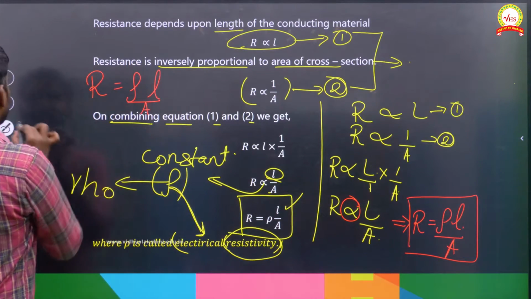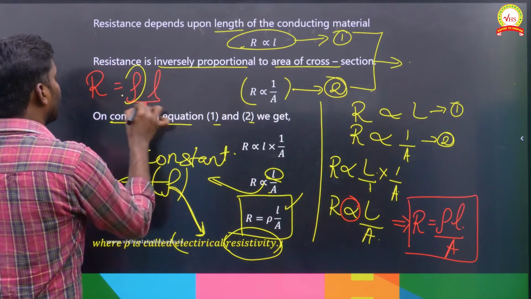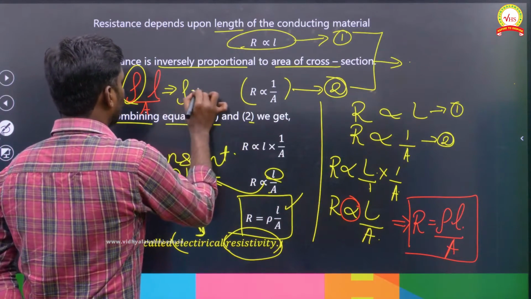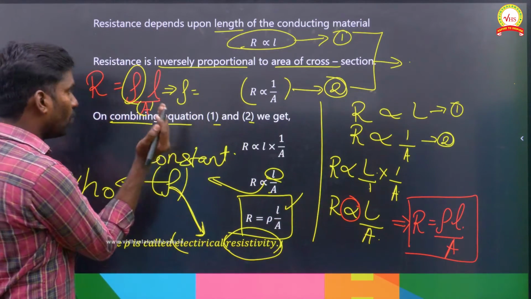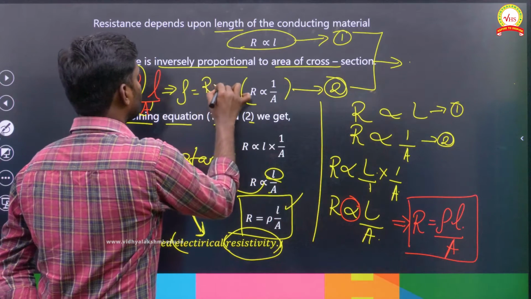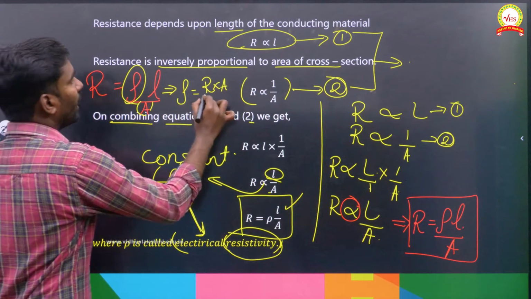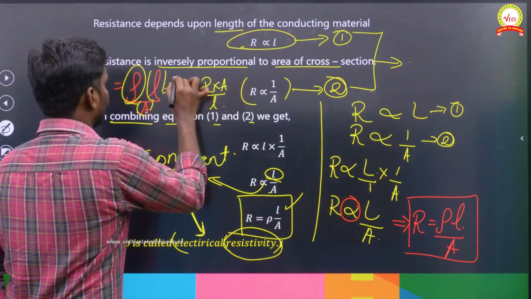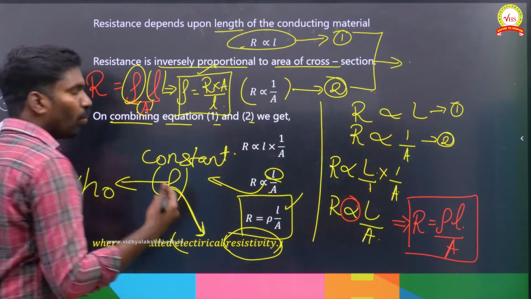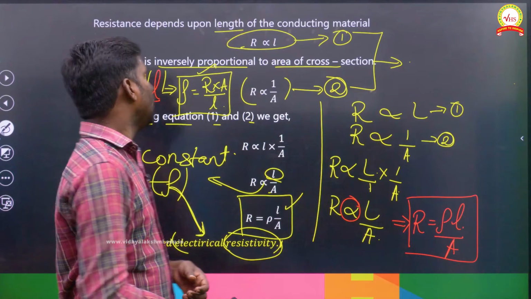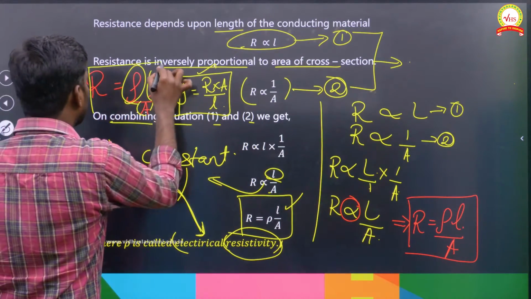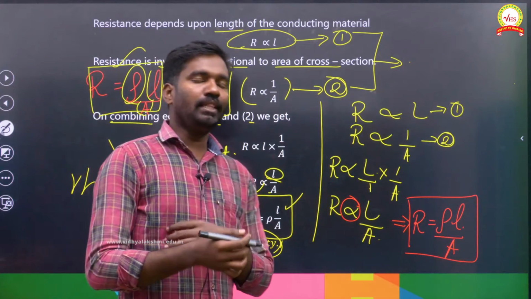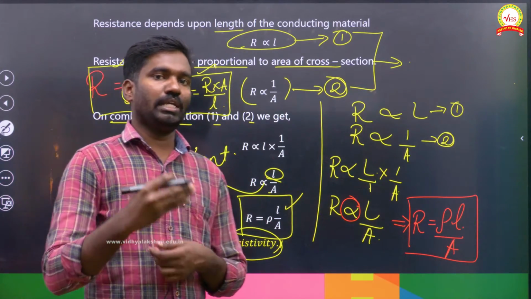Suppose in the question they ask us to calculate rho, what can we do? We are just going to rearrange the equation. So how can I rearrange? Rho is equal to, here A is in division, while coming to the other side, it will become multiplication. You know that, right? Here L is in multiplication, while coming to the other side, it will become division. So by using this formula, we can calculate the resistivity, and by using this formula, we can calculate the resistance of the conducting material if length, area and resistivity have been given.